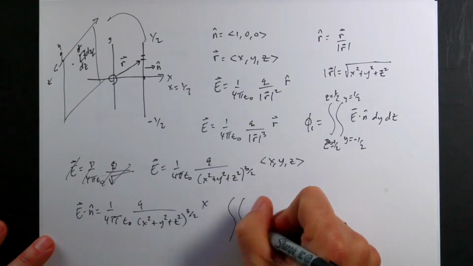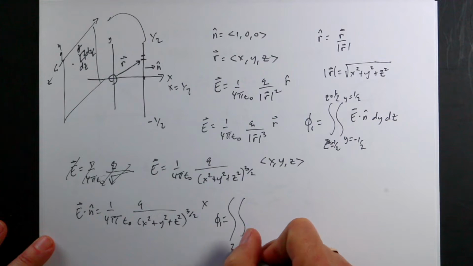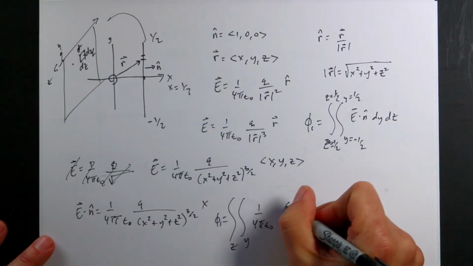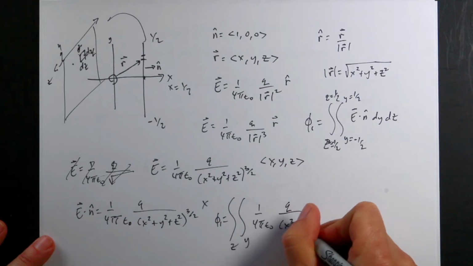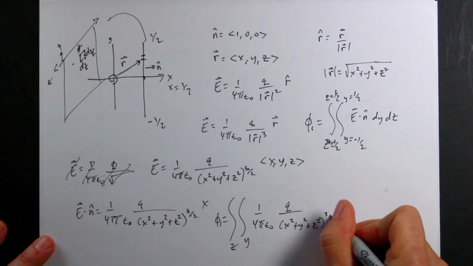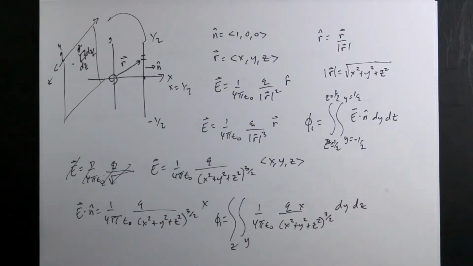I'll just put this as phi 1 equals, let's just call that the surface over y z, 1 over 4 pi epsilon naught q over x squared plus y squared plus z squared to the 3 halves x dy dz. So I have to do a double integral. I have to integrate over y and I have to integrate over z. But I need to simplify something, right?